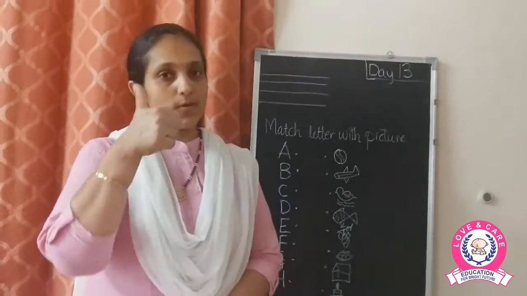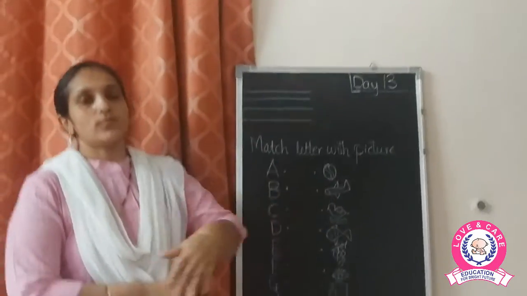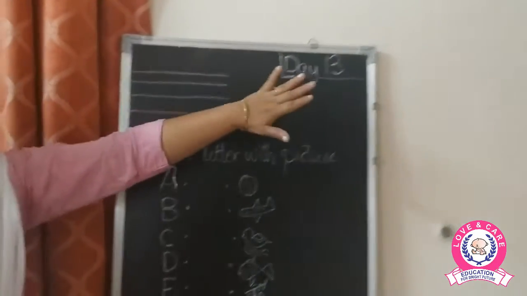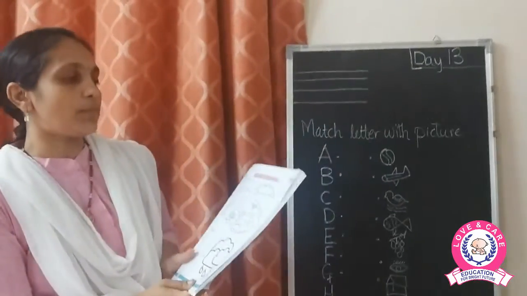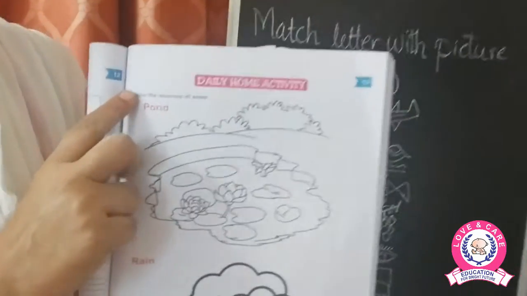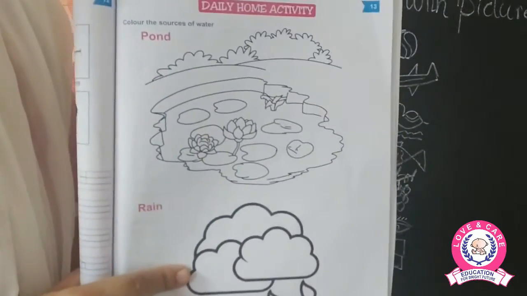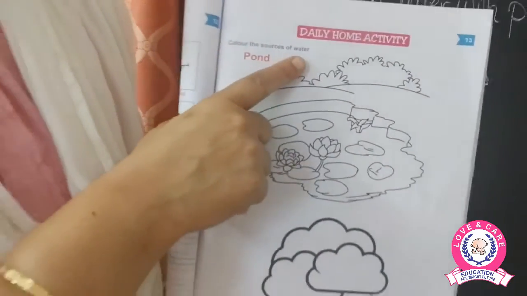Okay children, that's great. Today we are going to do day 13 of the month book 2. When we come to the page on day 13, we have the color page. We have to do the color thing activity, that is, we have to color the sources of water.